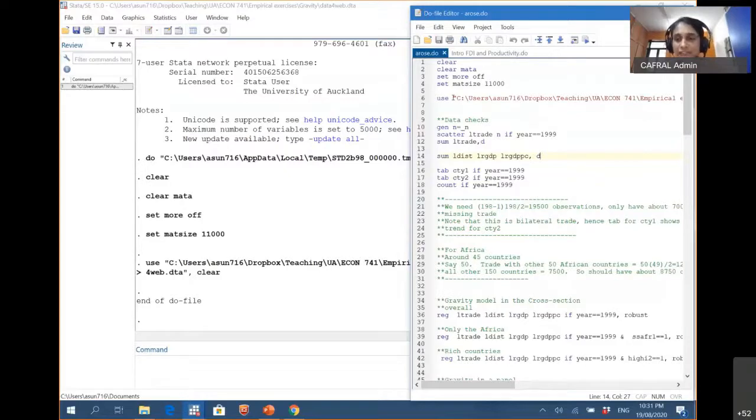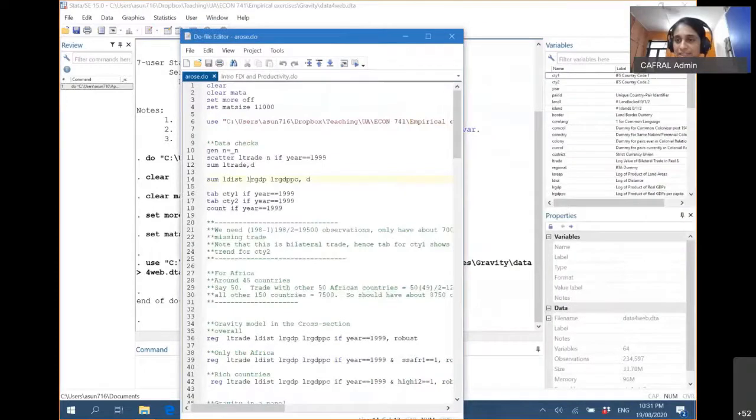also get a sense of the dimensionality of the data. For example, this is a bilateral data set, so it's important to know that, right? Because otherwise you'd be messing up your estimation. What you also need to know is what the various variables are and what they mean, right? In this case, it's a clean data set, so it's not a problem.